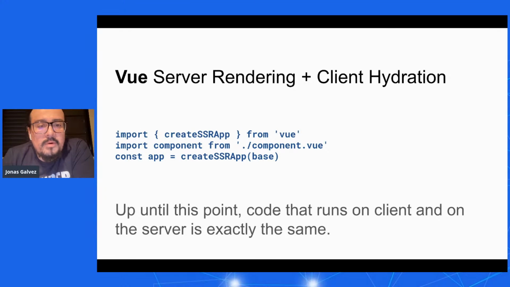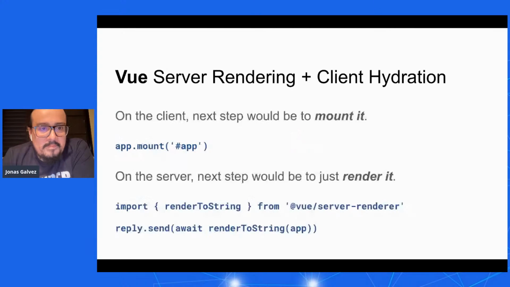Here we have an import for a createSSRApp function, which creates this special kind of app object that's SSR capable for Vue applications. Then we import the component. Actually, this is a typo: where you see base here, it should be component. Basically, we create an app object out of the component that we imported using createSSRApp. Up until this point, the code is exactly the same.